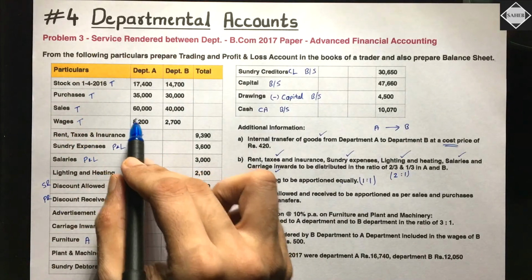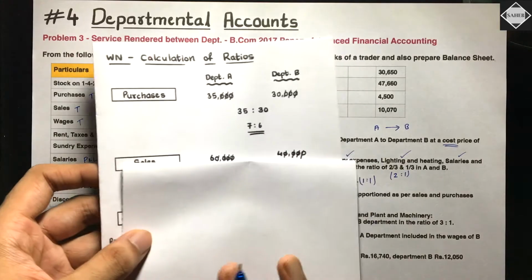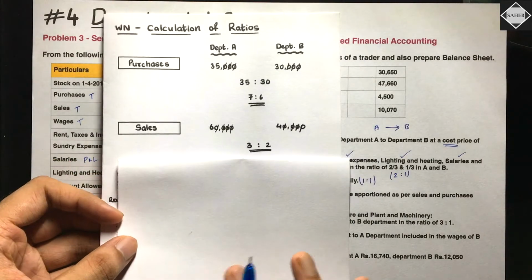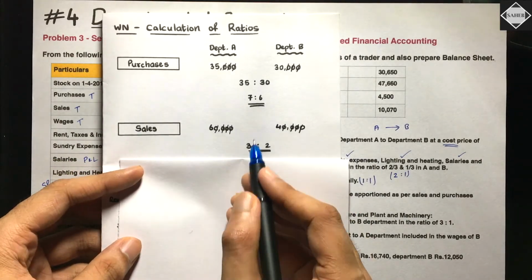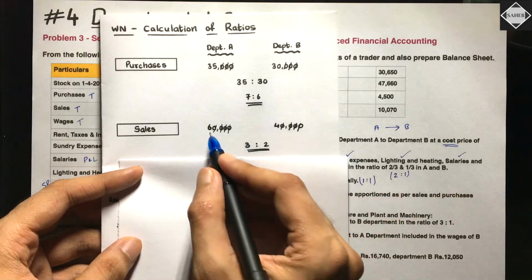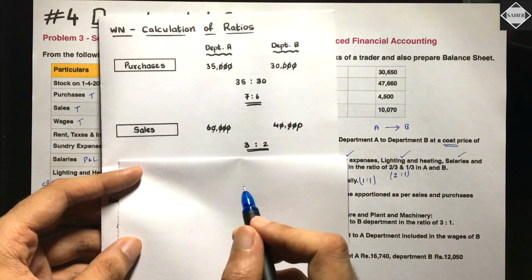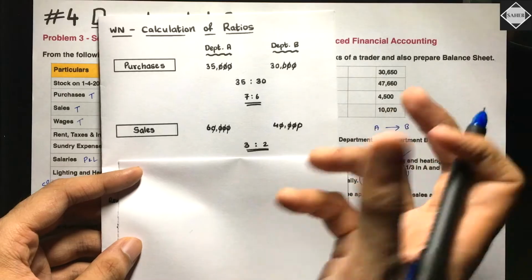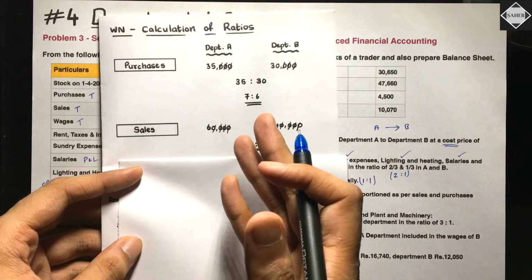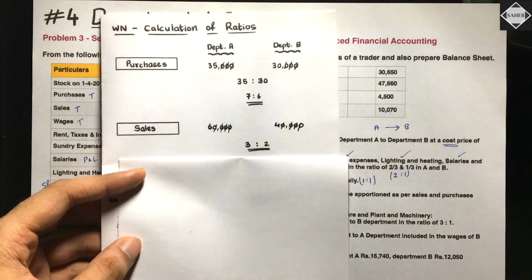Sales ratio, 60,000 is to 40,000. Cut off all the zeros. You get 3 is to 2, isn't it? 6 is to 4, right? So 2 3s are 6, 2 2s are 4. Is that clear? 3 is to 2. You just have to simplify, or you can use the whole figure also. Here we have simple figures, so with so many zeros, you can easily cut off and simplify.